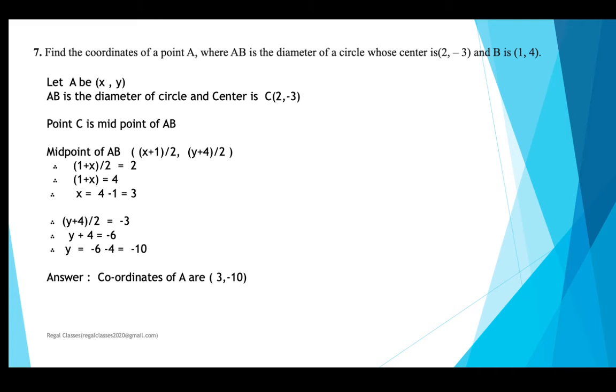Find the coordinates of point A where AB is the diameter of the circle whose center is 2, minus 3 and B is 1, 4. So let A be x comma y. Now AB is the diameter, C is the center, so C becomes the midpoint of AB. So calculate the midpoint of AB in terms of x and y, and then you have an equation for x, an equation for y, and you can get the coordinates of A.